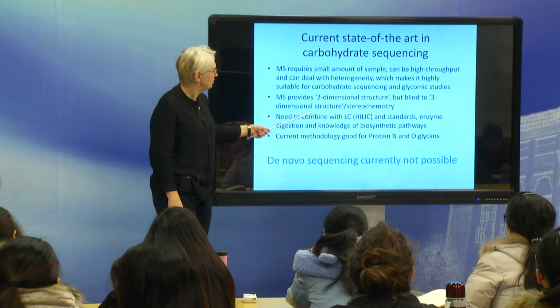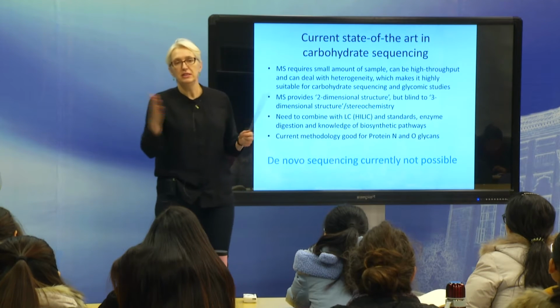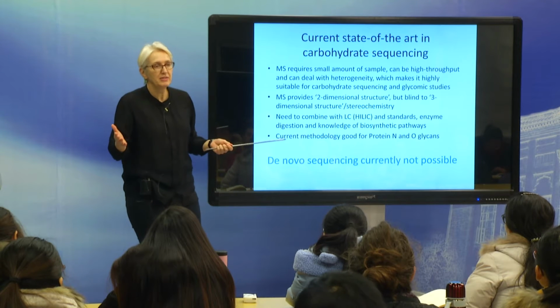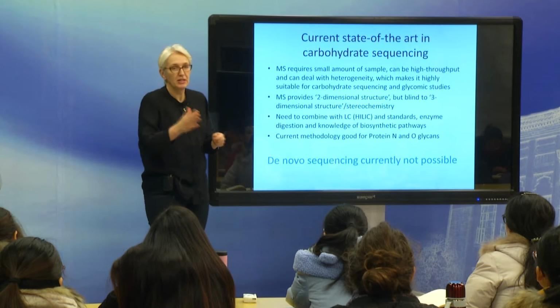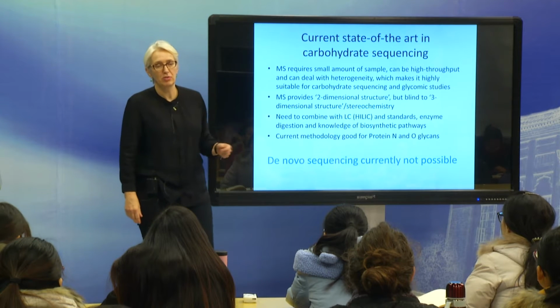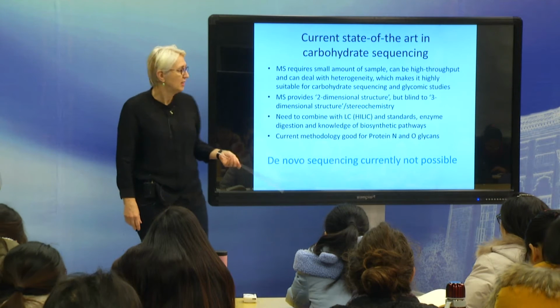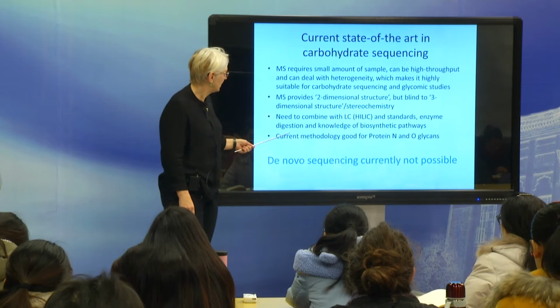So what we need to do at the moment is combine LC, and for that you need standards, because LC per se doesn't give you any extra information. It just tells you there's this heterogeneity there. Knowledge of biosynthetic pathways is incredibly important. So all these methods work very well for the N-glycans, but they don't really work very well for all glycans.